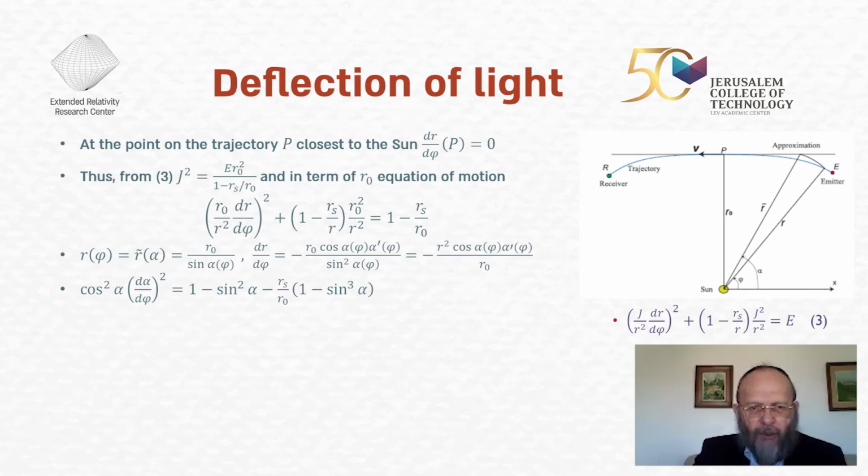R naught over R square is sine square. So we have this sine square here. And this Rs over R, I can write it as Rs over R naught times R naught over R, which is once more sine. So you'll get here sine cubed. So you'll get 1 minus sine square. And we have Rs over R naught from here. And this one gives sine cubed alpha.